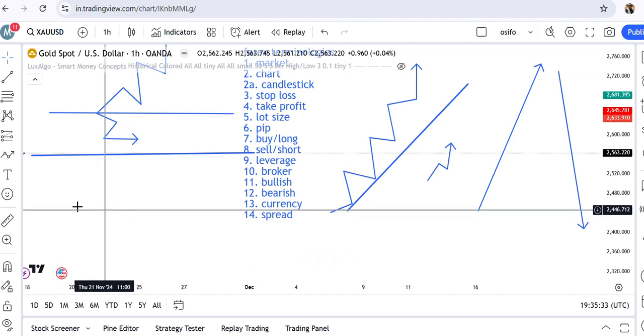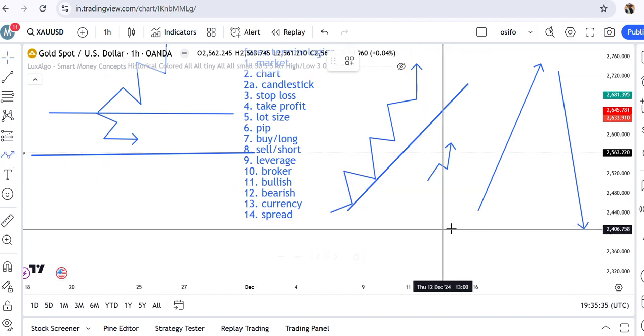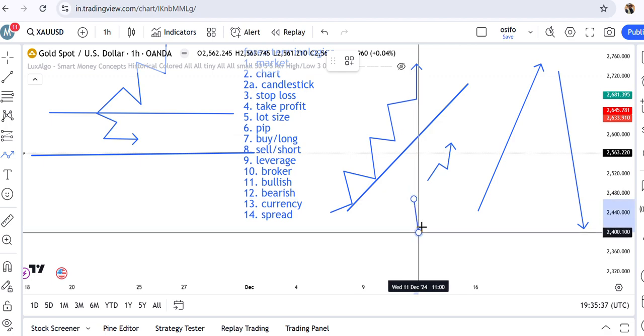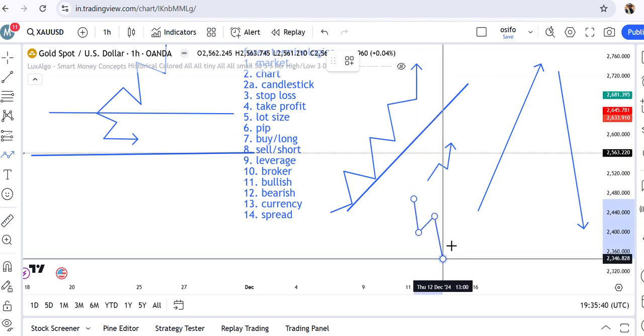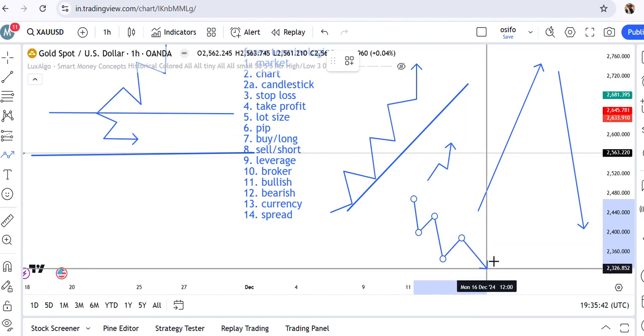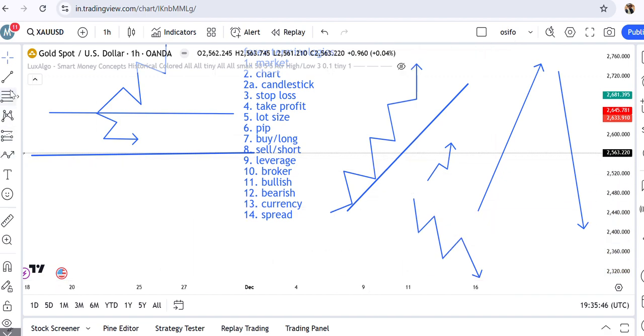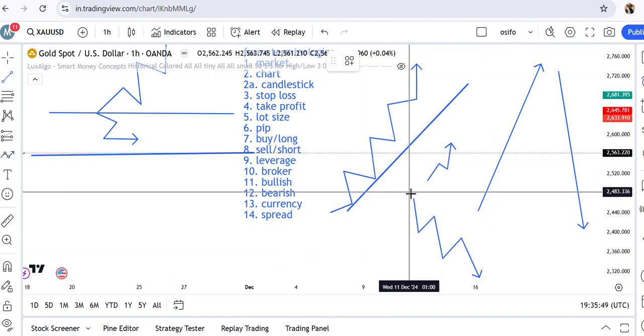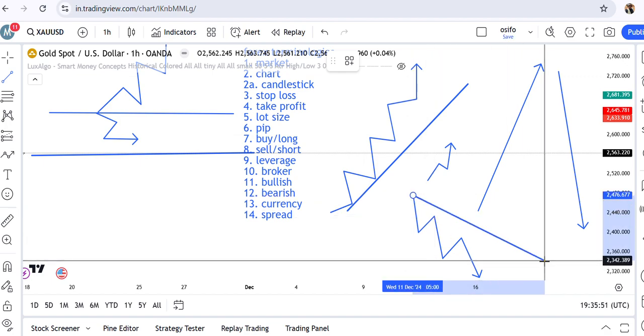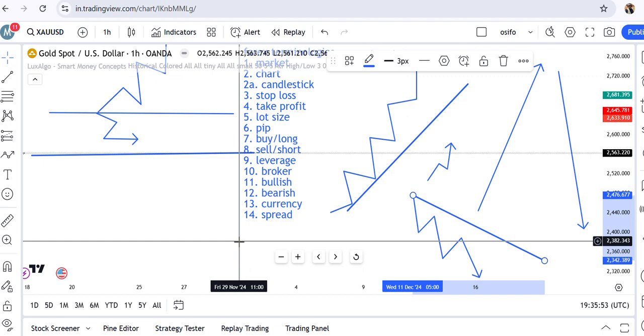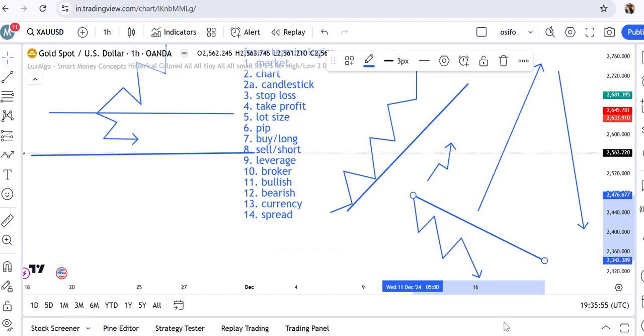Then bearish is the opposite of bullish. Bearish, your market is coming down like this. So this is the bearish market, because price is coming down. So when you hear bullish, think of the animal called bull. Bearish is like the animal called bear, where the bear keeps his prey on the floor, uses both hands to pin it down and kills it. So bearish, coming down; bullish, going up.